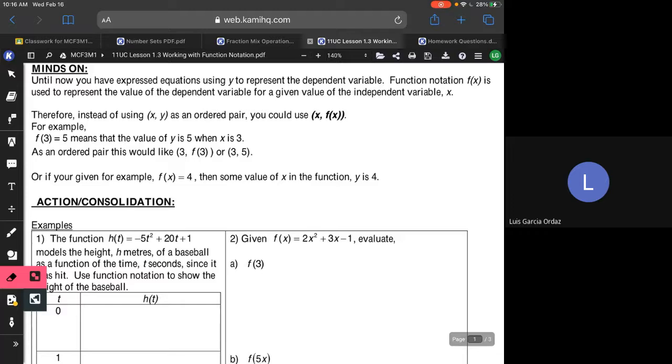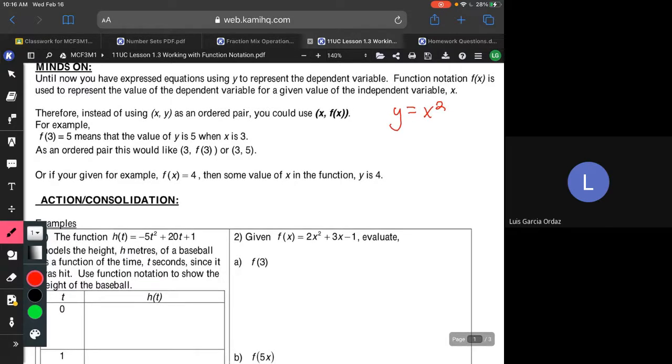So from until now, you've expressed equations using y. So you guys have usually done y is equal to x squared. Now we're going to see more of f of x is equal to x squared. So this whole thing, f of x, is called function notation, which represents the dependent variable. This is a fancy way of writing y.